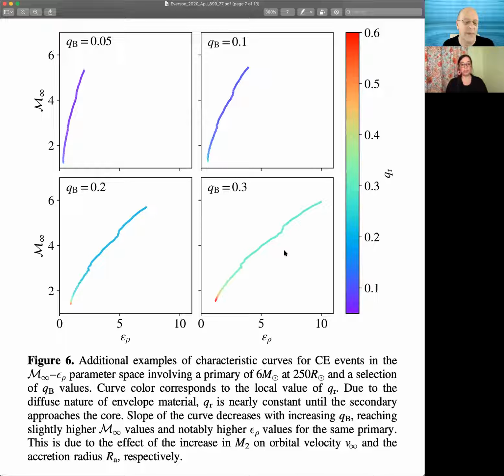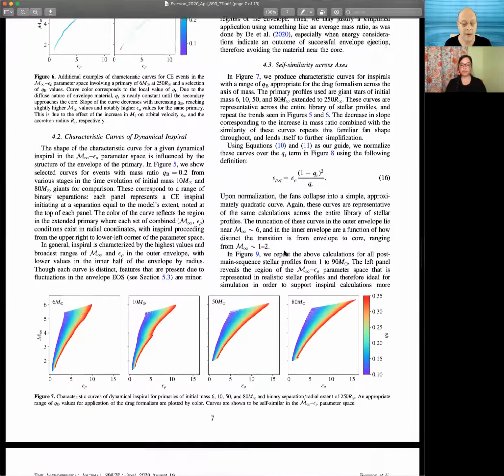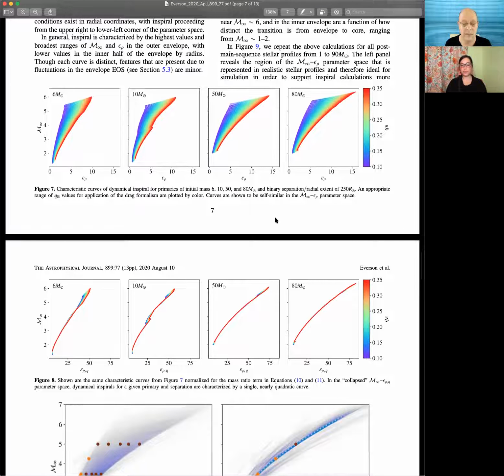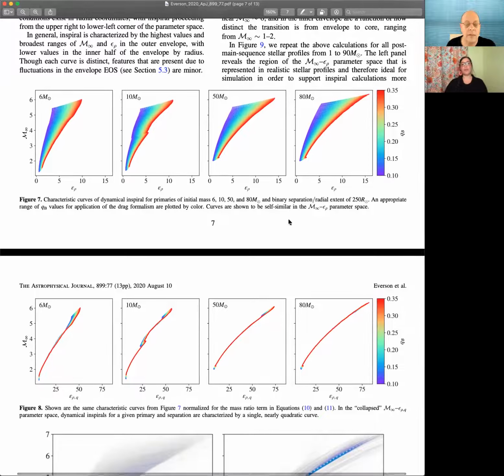Okay. That helps. All right, so we're looking at these characteristic curves. We're looking at what regions of parameter space they move through, and we're starting to notice that there's a lot of similarities even when we're dealing with very different models. Okay, so if we want to move on to figure 7. We can look at figure 7 and 8 at the same time. Okay, so what are we looking at here?